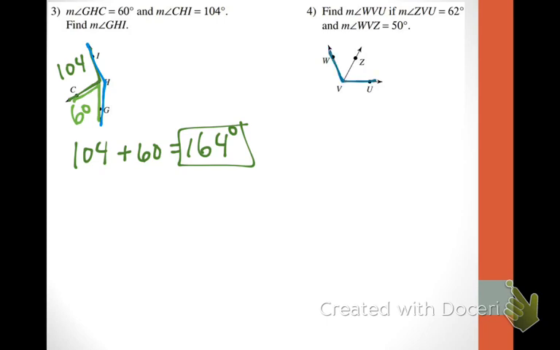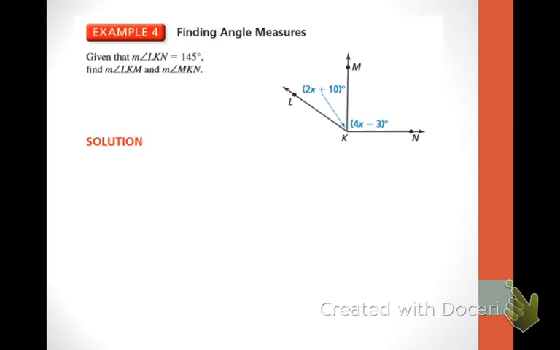WVU is what we're finding. It says ZVU is 62 degrees. WVZ is 50. So what do we do to find the whole angle? Add them. 50 plus 62 is 112. No. 6 plus 5 is 11. Good job. All right, so now we're going to use that same property here.